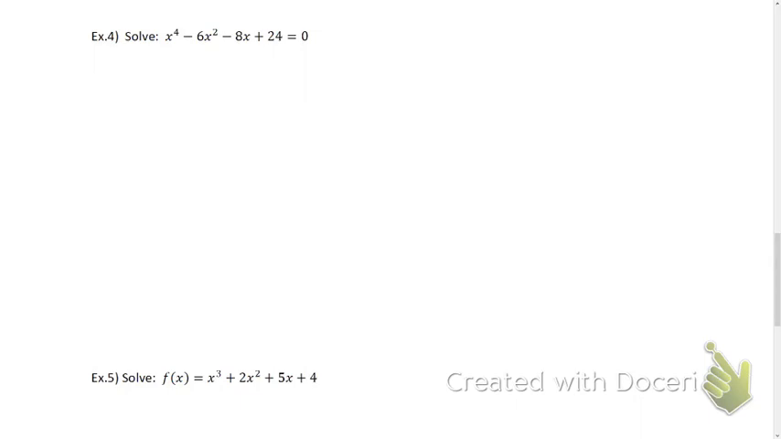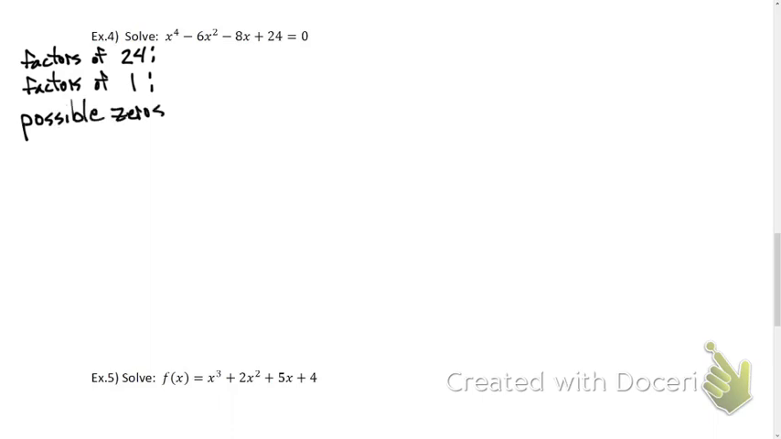My constant is 24, so I need factors of 24. I need factors of 1, and then I need my possible zeros. So factors of 24 plus minus 1 plus minus 2, a bunch, right?